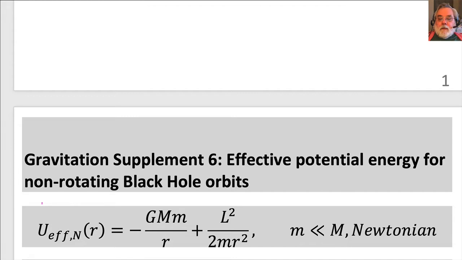In supplementary video 5 on Newtonian orbits, we covered the Newtonian effective potential energy as a function of distance, lowercase r, and angular momentum, uppercase L. L is a parameter for this equation, but here I'm not showing L as an argument to the potential, nor as a subscript. Treat L as an implicit parameter.